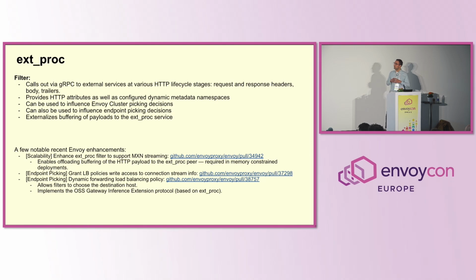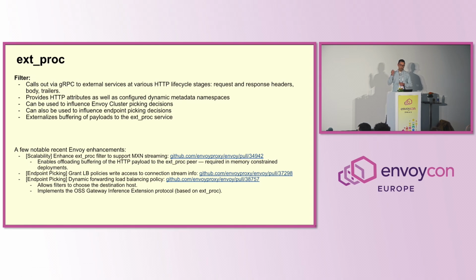So I've mentioned ext_proc a couple times. So just to give a bit of background on what that is, it's a filter that essentially calls out via gRPC to external services at various HTTP lifecycle stages. So you can specify whether you want to receive request headers, body, trailers, and same for the response path. It provides both the HTTP attributes, right, either the headers or the payload, along with any configured dynamic metadata namespaces. It can be used to influence Envoy cluster picking, which is what we saw with the body router.